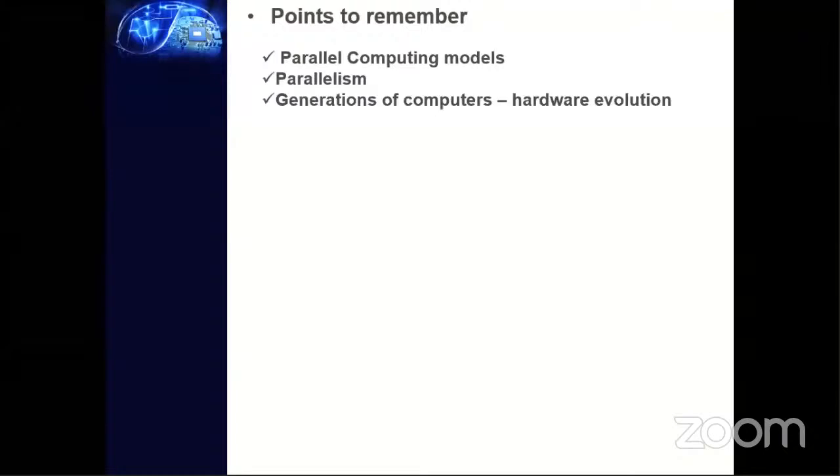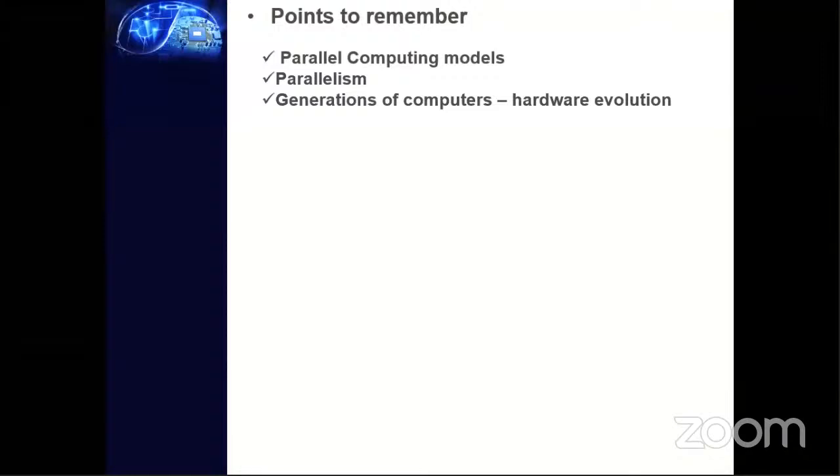Then we have seen the generation of computers with respect to the hardware evolution. There we discussed the generation of computers with the evolution of hardware. What about the hardware components in the first generation? What about the hardware components in the second generation? Like that, the third generation. During the generation process, the hardware evolved, and at the same time the performance increased.